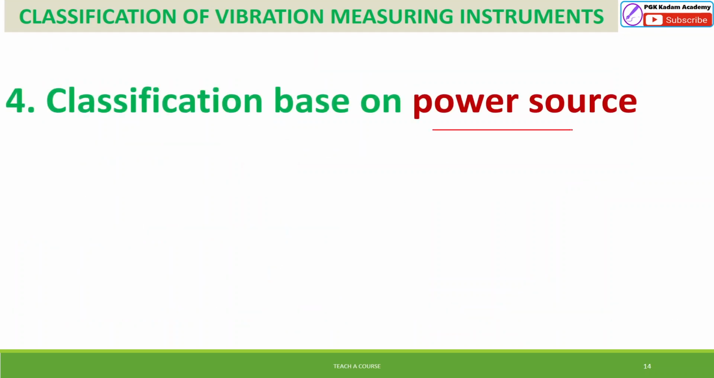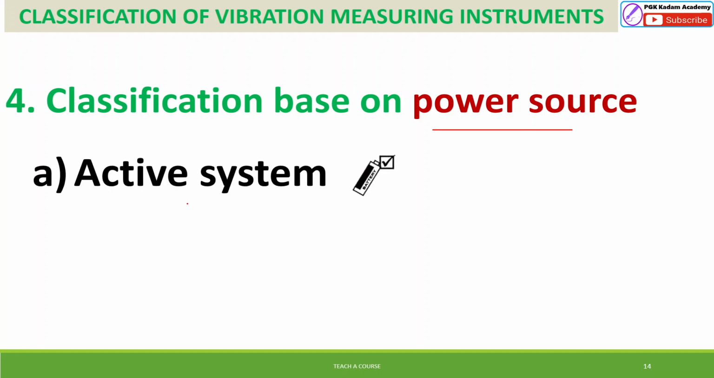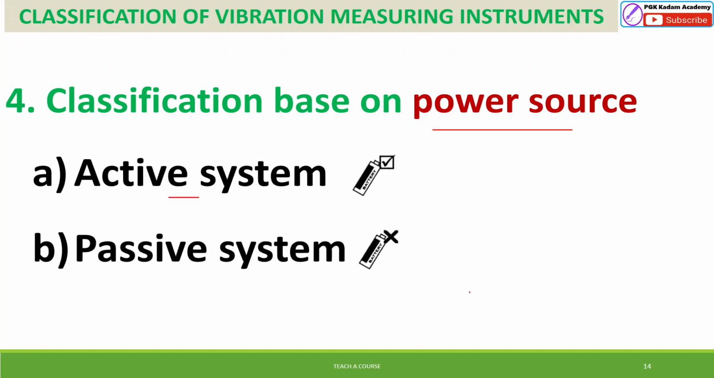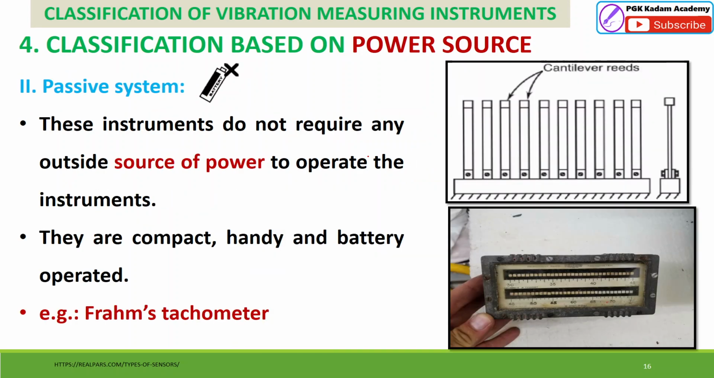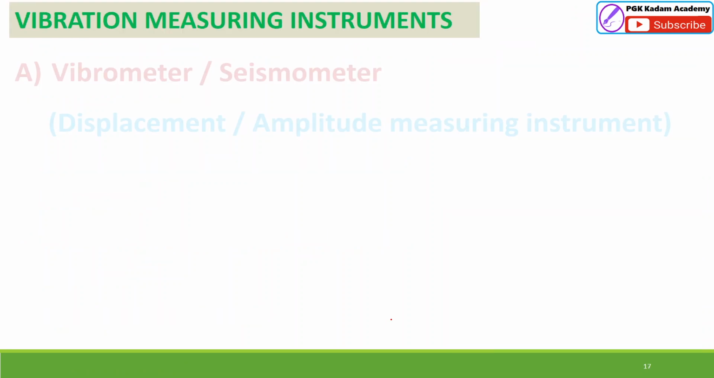Classification based on the power source means there are two types: active system and passive system. In an active system, there is a source of power, like an FFT analyzer. To operate the instrument, it requires a power source; a battery is required. In a passive system, the instrument does not require any outside source of power, like this Frahm's tachometer. Here an outside battery is not required. You can see the Frahm's tachometer is very handy to operate.